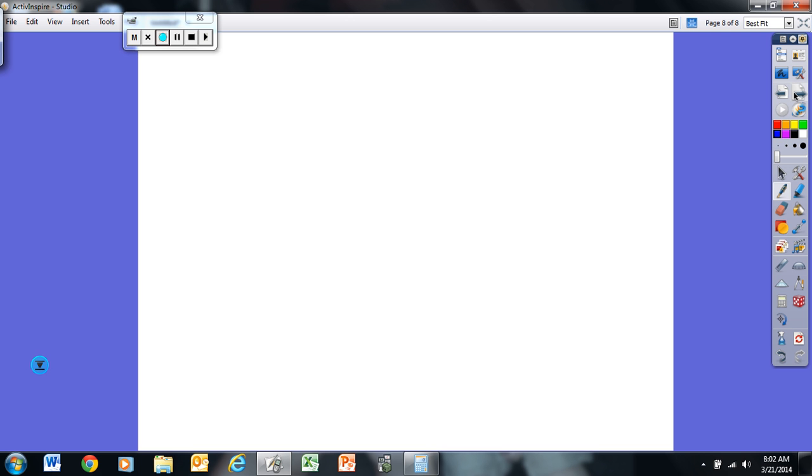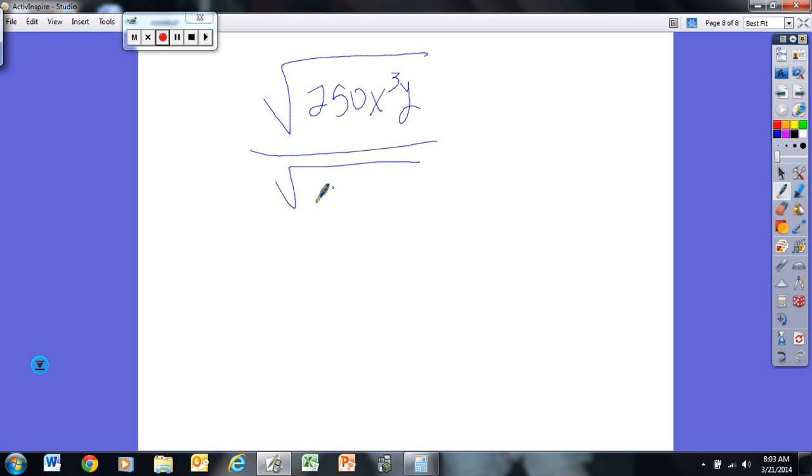Alright, last thing, dividing. When you divide a radical, it's pretty much the same rule as any division. So the division of the square root of 250 x cubed y over the square root of 100 xy. So you can do one of two things. Dividing a radical is the same as taking the radical of the quotient. So you could write it like this if that helps you.